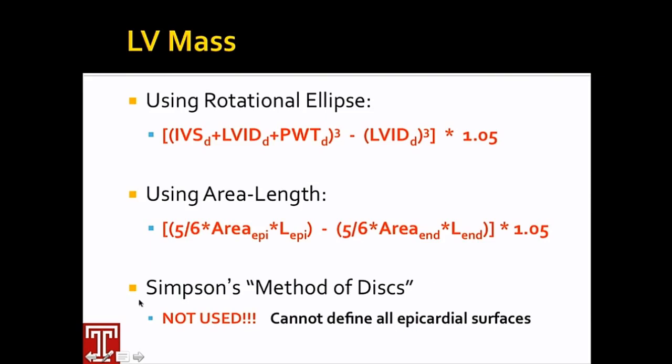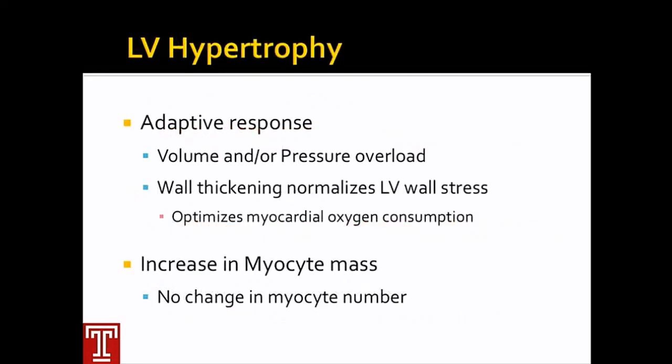Simpson's method of discs is not typically used for mass assessment, and that's because if you've ever tried, trust me, I've tried it, if you've ever tried to trace the entire epicardial surface of the heart on an apical view, it's next to impossible. So Simpson's method of discs is not typically used.